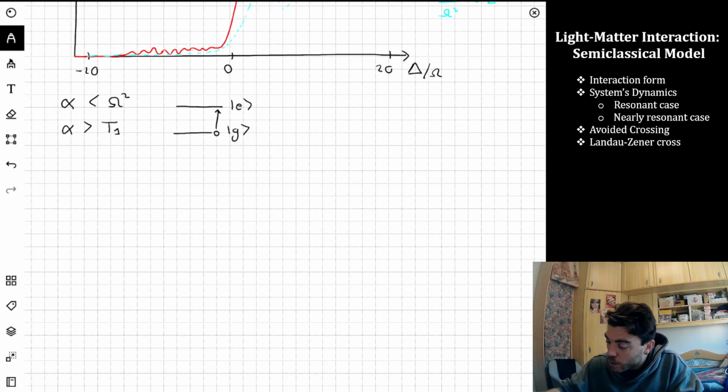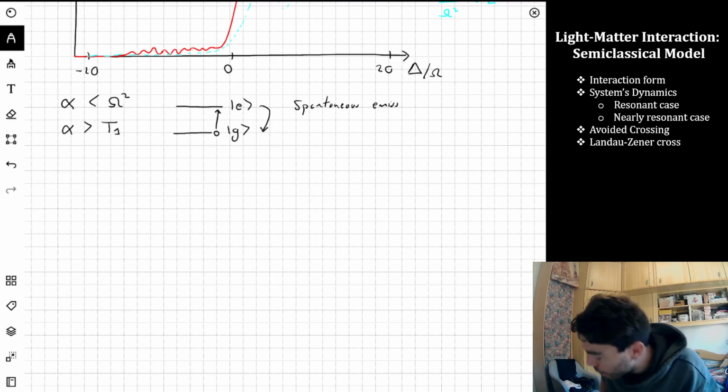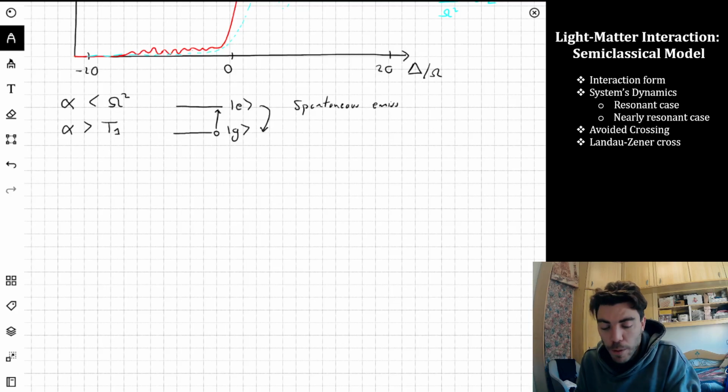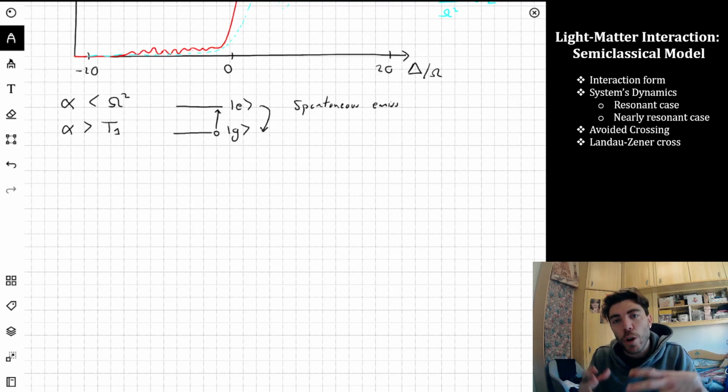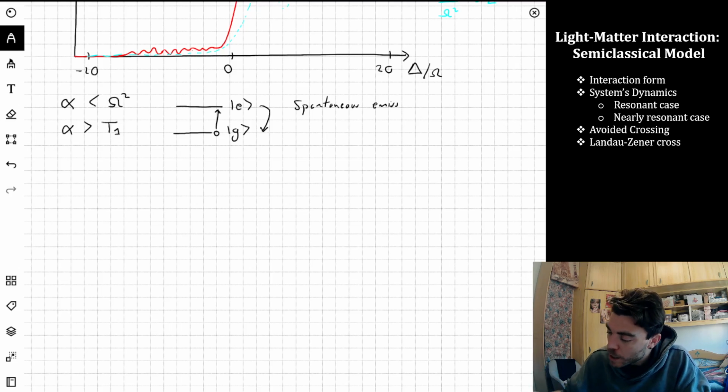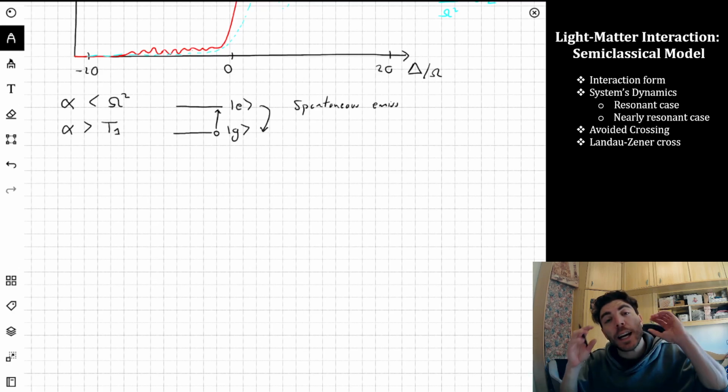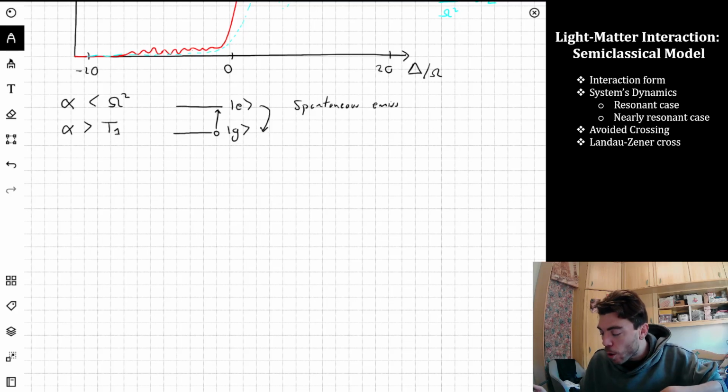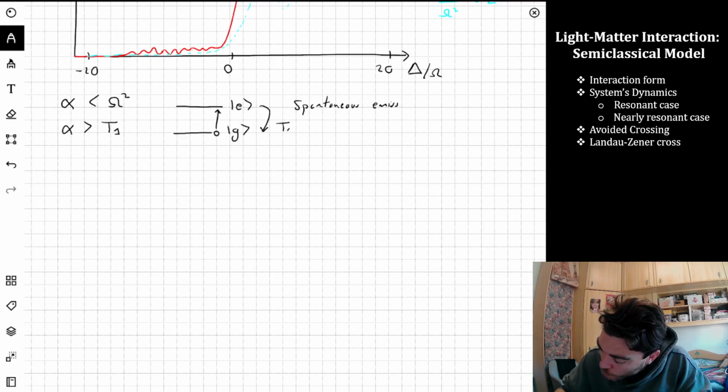But this is not true, because there is a thing called spontaneous emission that will make the atom go back. It's a source of decoherence that we will talk about a lot in future videos. What happens when we open the system and it's an open quantum system. But for now it is clear that if I take the atom, put it in the excited state, and just wait, the mean time for the atom to go from the excited state to the ground state to relax is called the T1 time of the atom.